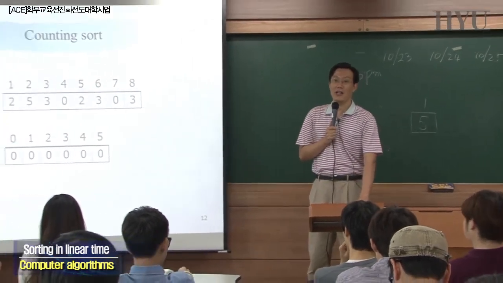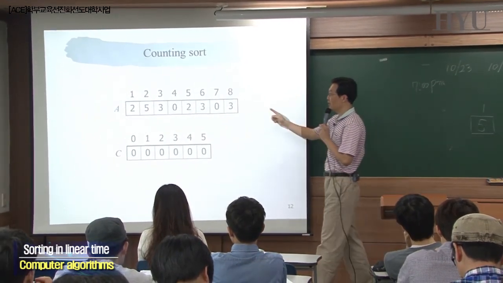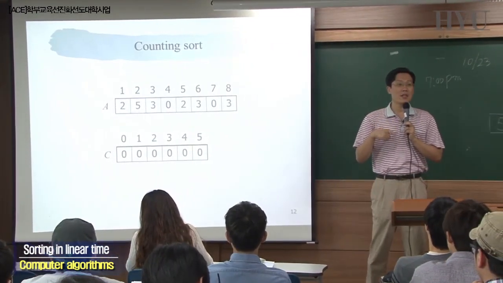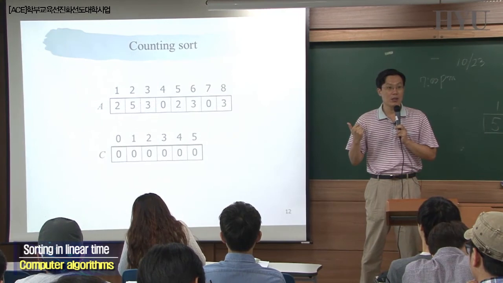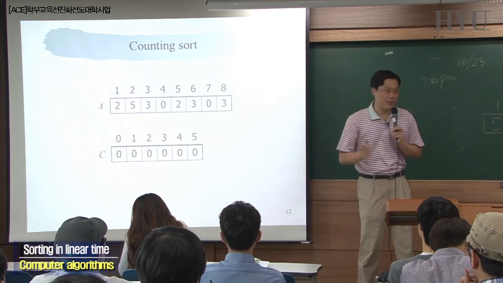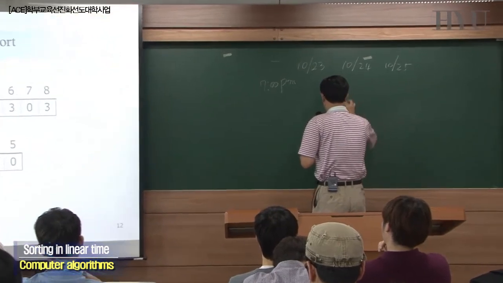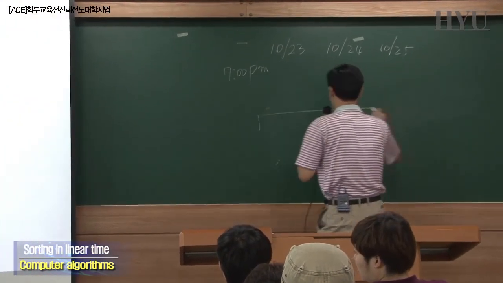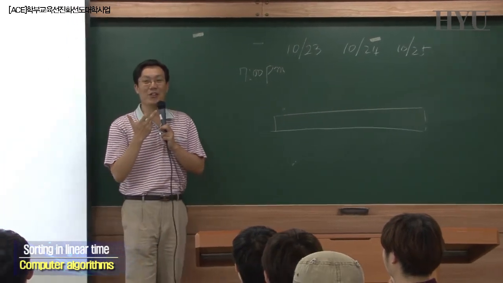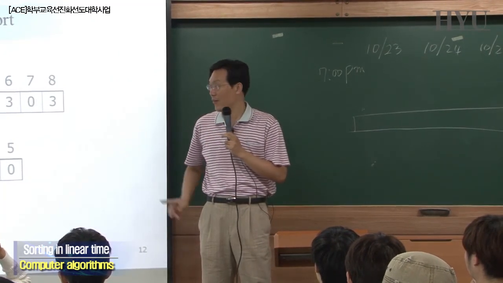Then let's try a more general example. In this array, there are more numbers. What is the smallest number in this array? 0. And what is the largest number? 5. Yes. So, okay, we create an array with 6 entries from 0 to 5.